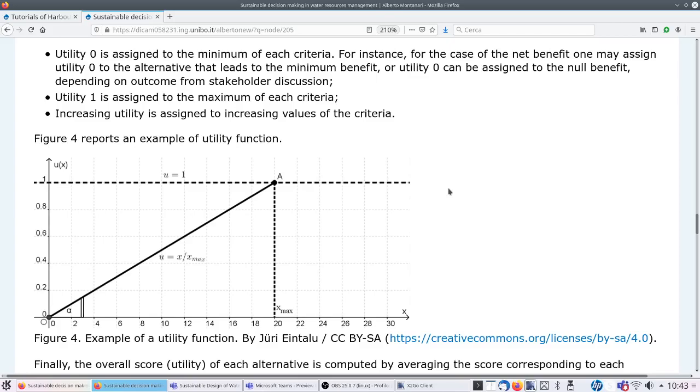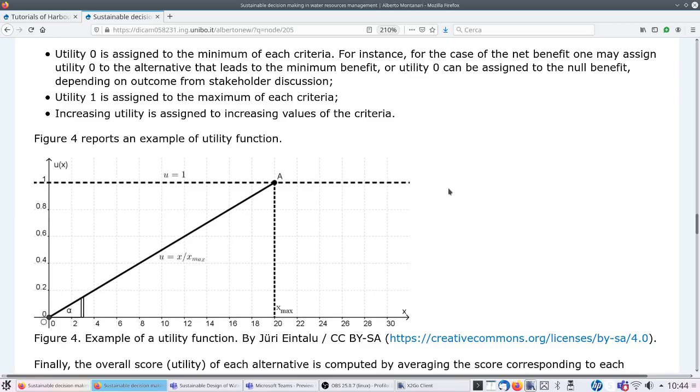And then you assign utility 1 to the max benefit. So if you have three alternatives, again, you have one of them that gives the max. To that max benefit, you give utility 1. And then it is required, look at the third bullet point, that increasing values of the criteria, in this case, increasing value of the benefit, where increasing means that the criteria is more useful, okay? To increasing values of the criteria, you have to give increasing utility.